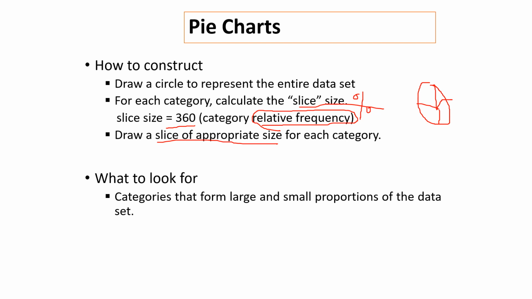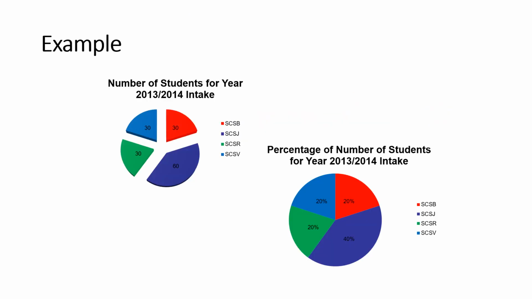What you're looking for is the category that forms a large or small portion of the data set. You can see, oh, this one is bigger, this one is smaller in percentage or proportion. Okay, this is an example. So the number of students for year 2013 to 14. You can see most of the students are from SCSG. Okay, this is the percentage intake of students.